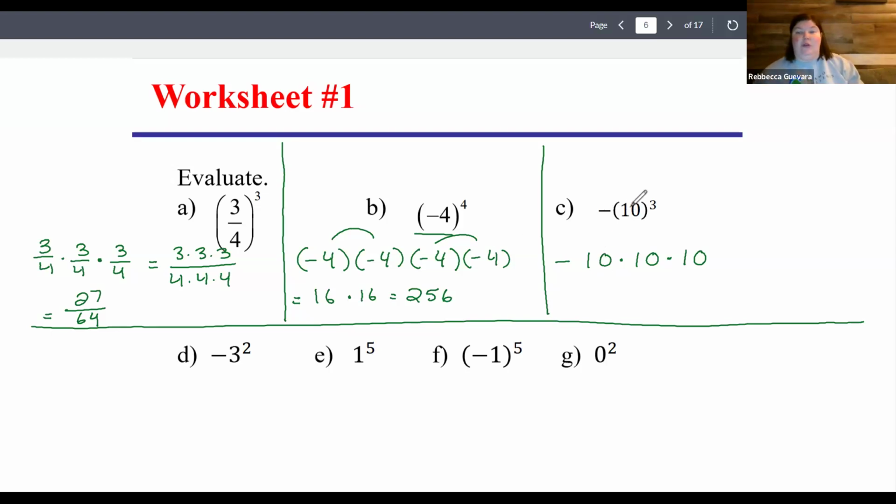Now here, we have the parentheses and the 3, and this negative is on the outside. So we're going to still keep that negative on the outside. We are not going to keep duplicating that negative because it is not in the parentheses. So the negative stays out here, but the 10 we get 3 times. So we get 10 times 10 times 10. So that is negative 1,000.